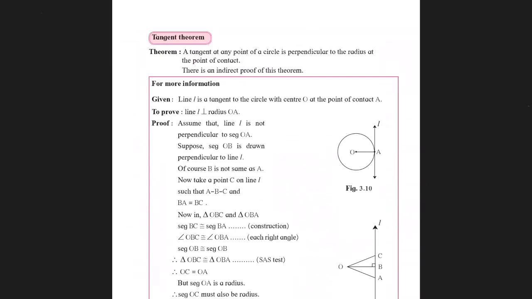Now if you consider figure 3.10, you have a circle drawn. OA is the radius, line L is the tangent. Now according to this theorem, the tangent that is drawn will be perpendicular to the radius of the circle at the point of contact. That means angle OAL will be equal to 90 degrees. That's what it says. Okay.